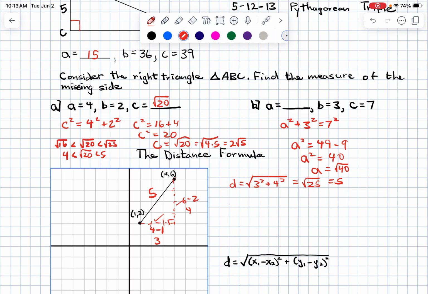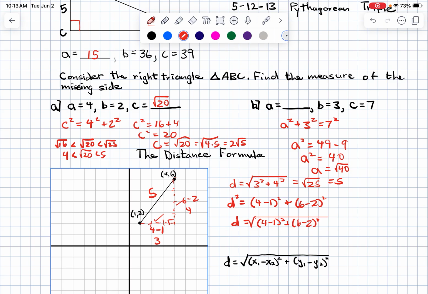But the distance formula is going to be this. It's going to be d squared equals the difference of the x's squared plus the difference of the y's squared. And then you could say the distance is the square root of (4 minus 1) squared plus (6 minus 2) squared. Like that, and that's the distance formula.